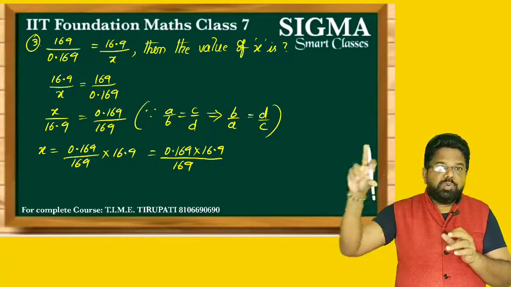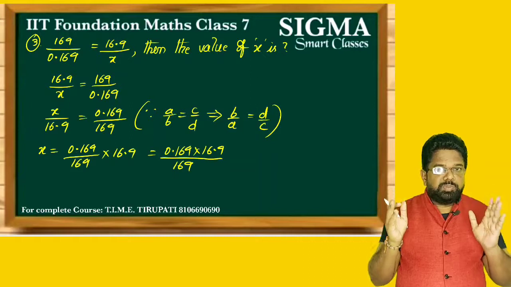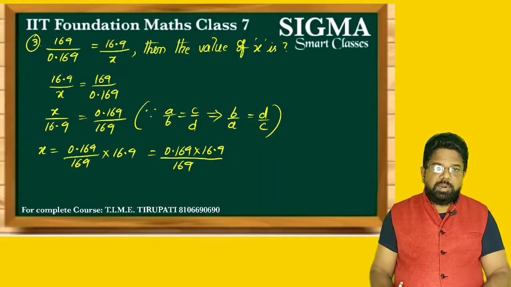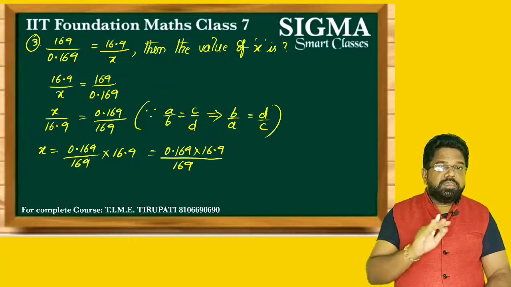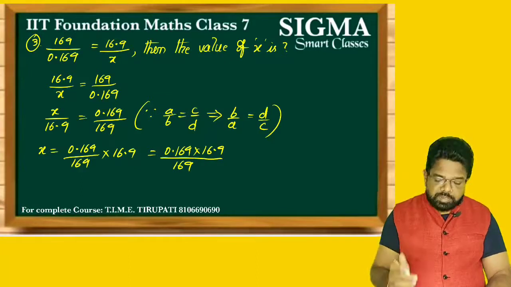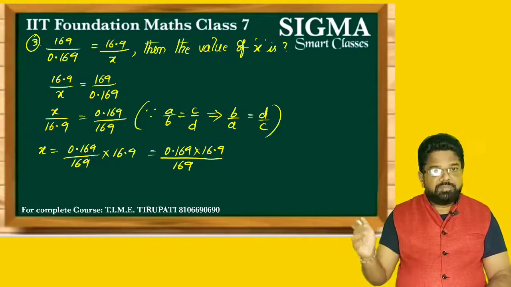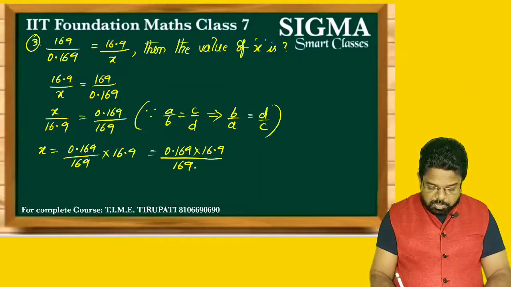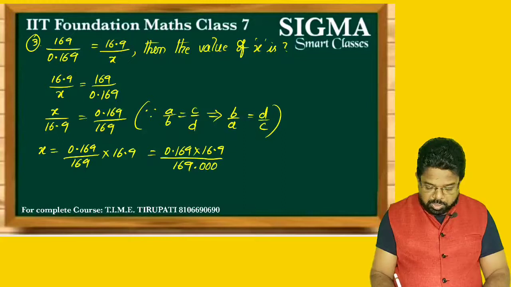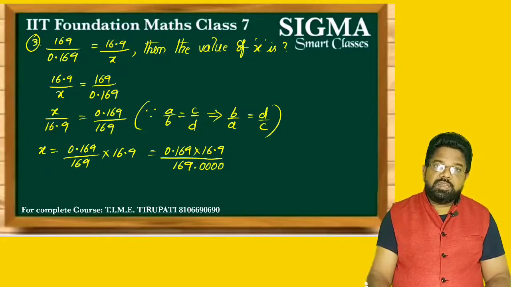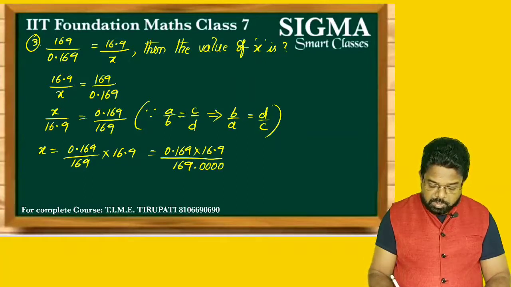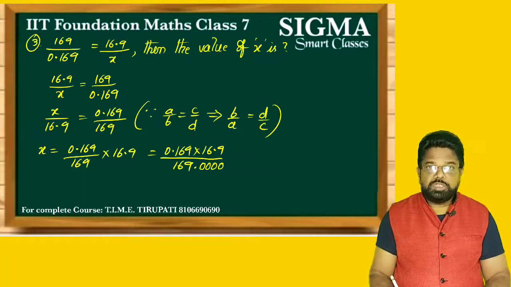So then you have to remove the decimal. That is the strategy to remove the decimal in fractions. But here in the numerator only the decimal is there, in the denominator there is no decimal. So you have to put the decimal and take some zeros. Any number of zeros you can take, but here we take only 4 zeros. Why? In the numerator after the decimal there are 4 digits, so in the denominator also you have to take 4 zeros.